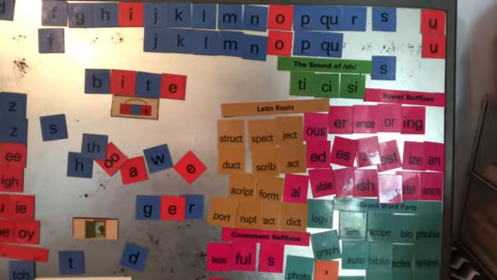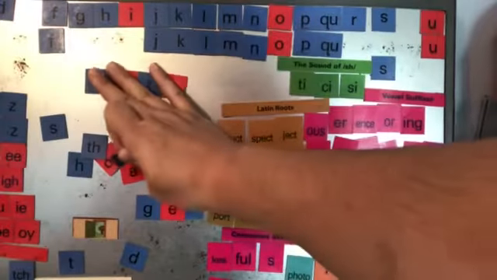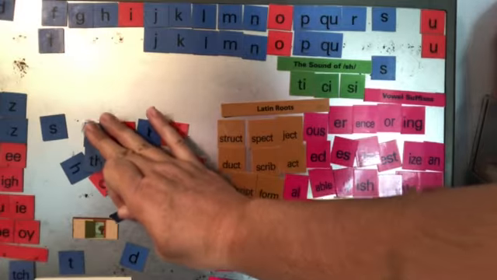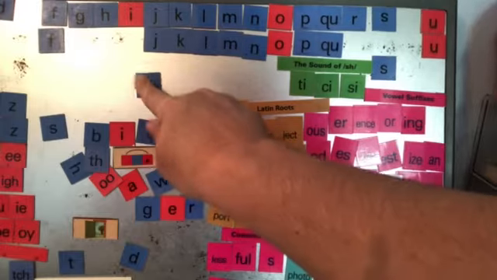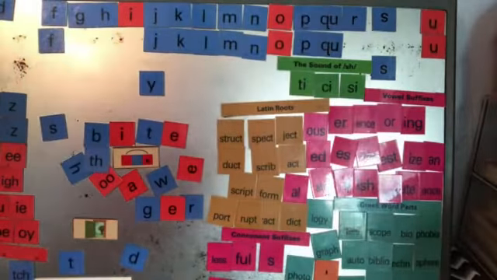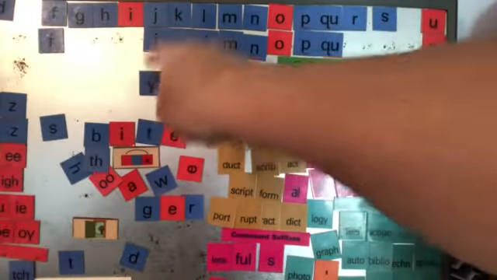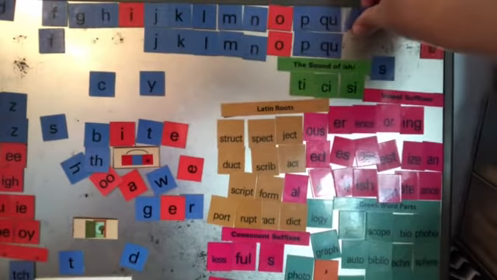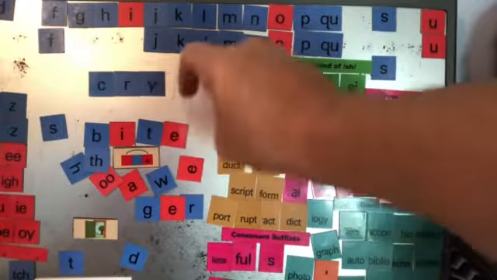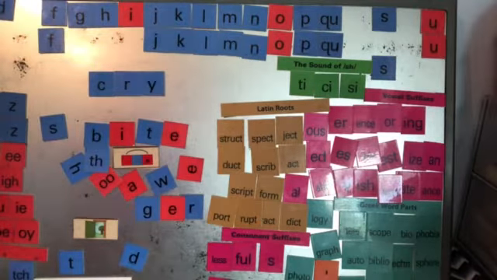Another one where the long I is the Y. Usually I have a red Y, but somehow it's gotten lost. But sometimes Y can be a vowel. And at the end of a short word, like a one-clap word, if you hear the sound I at the end of a one-clap word, it's usually going to be with a Y. So, cry. One clap and it ends with the sound I. So we're going to use the Y.